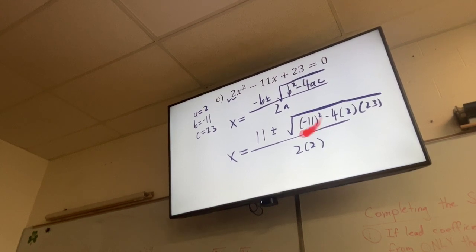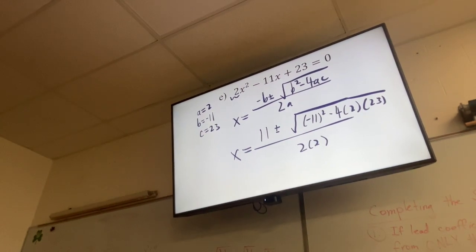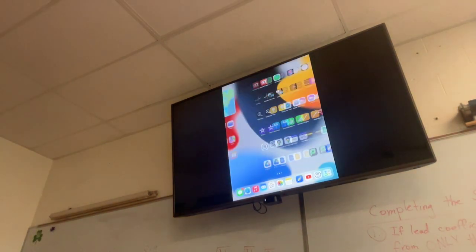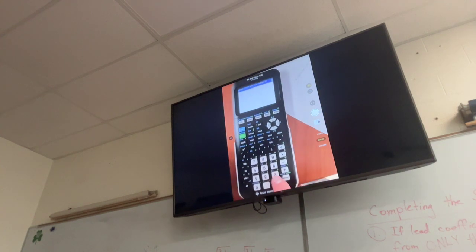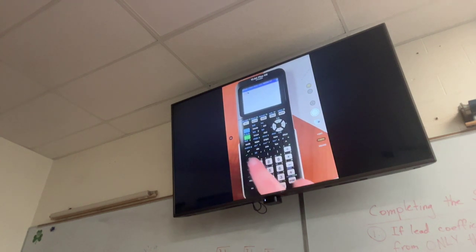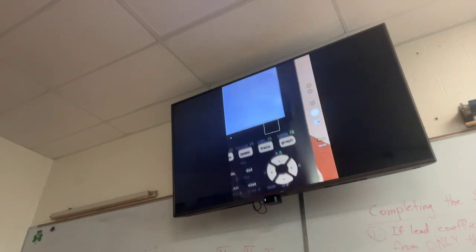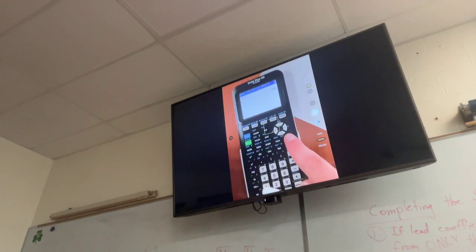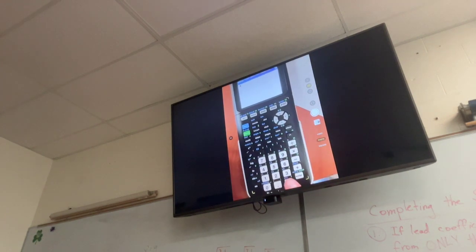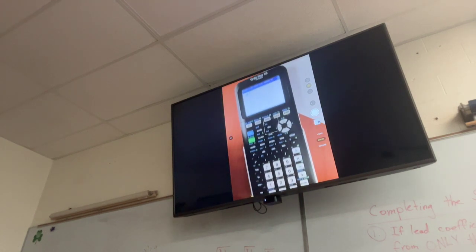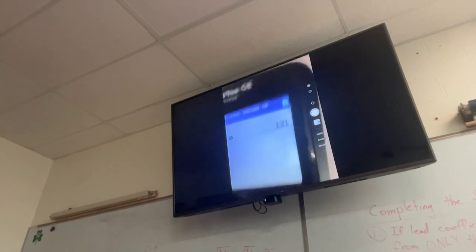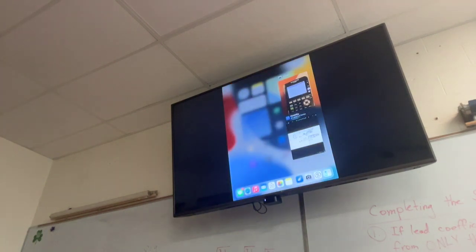My negative 11 squared has to be inside parentheses, especially when you put it in your calculator. Let me show you something with your calculator. If you do negative 11 squared without parentheses, you'll get the wrong answer. You get negative 121. That's wrong. You need to do left parenthesis, negative 11, right parenthesis, squared. Hit enter, that'll give you the right answer. So you need to do the negatives in parentheses.